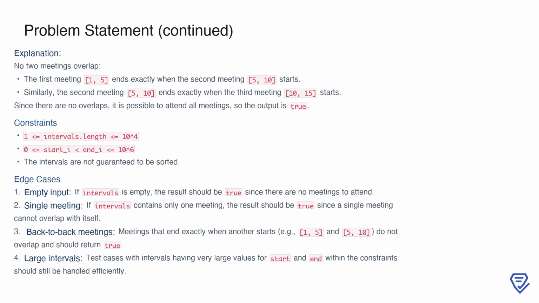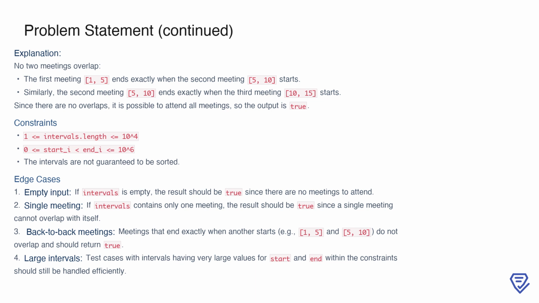In the third example, the input is [1,5], [5,10], [10,15], and the output here is also true. While the meetings are back-to-back, they do not overlap. The first meeting, [1,5], ends exactly when the second meeting, [5,10], begins. Similarly, the second meeting ends exactly when the third meeting, [10,15], starts. Since there is no overlap between any meetings, a person can attend all of them, and the result is true.